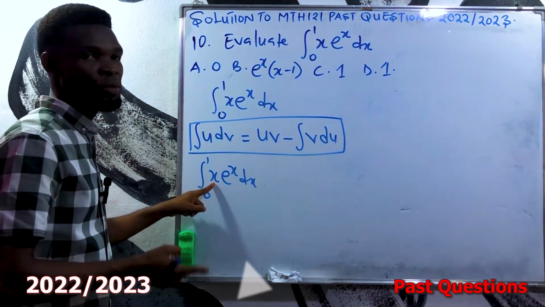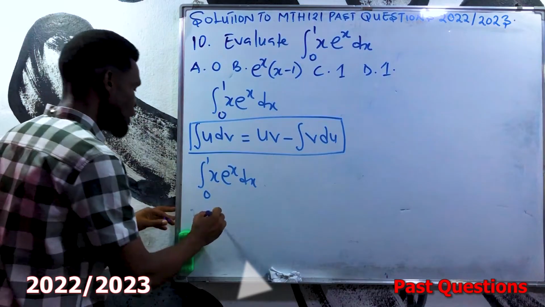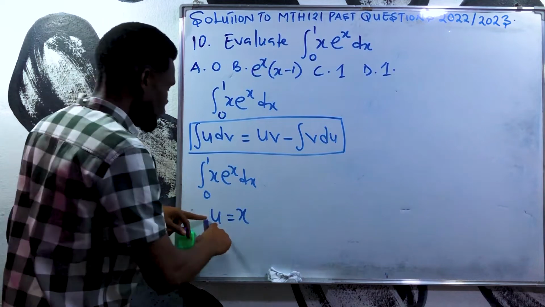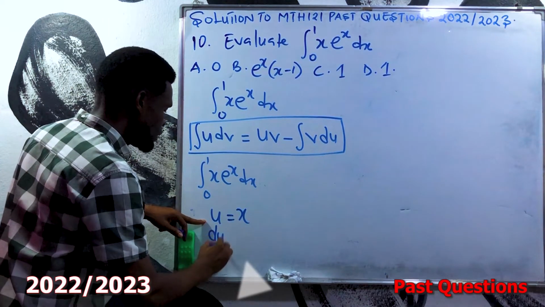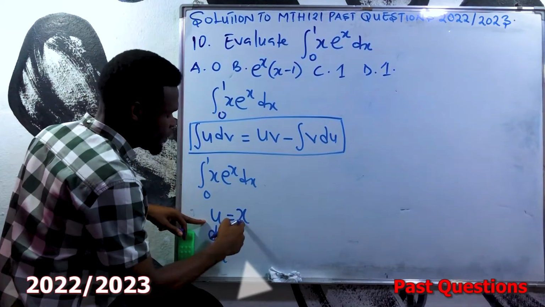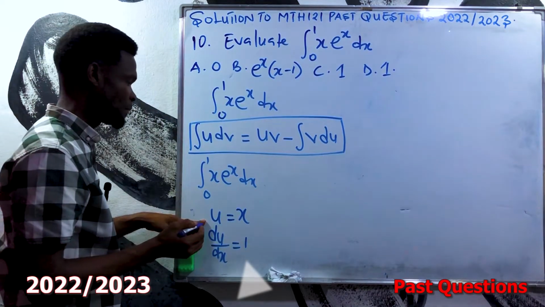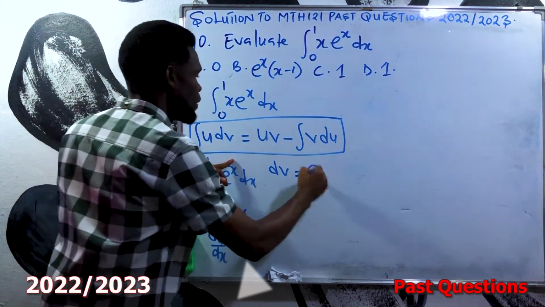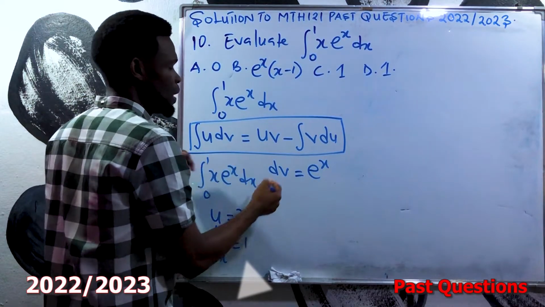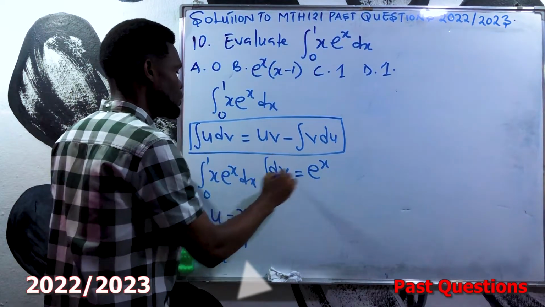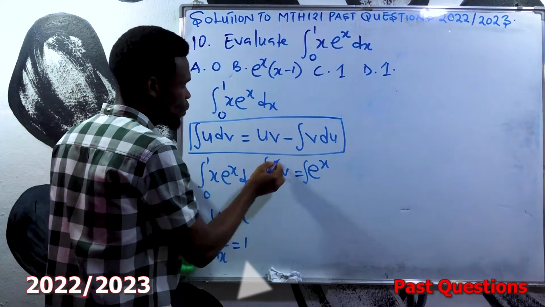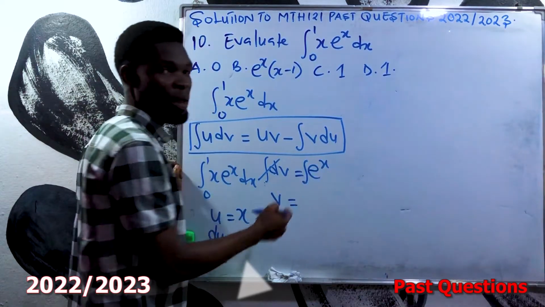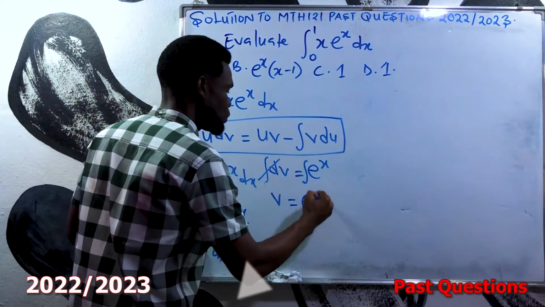now x and exponential x. One of them will be u, the other one will be dv. So let u be equal to x. Differentiate this u with respect to x. That means du/dx is equal to the derivative of x, which is 1. I'm done with that. Pick the next one, dv. That means dv will be equal to exponential x. Okay. Integrate both sides. If I integrate both sides, differentiation and integration will cancel. I'll be left with v equals, what is the integral of exponential x? The integral of exponential x is still exponential x.